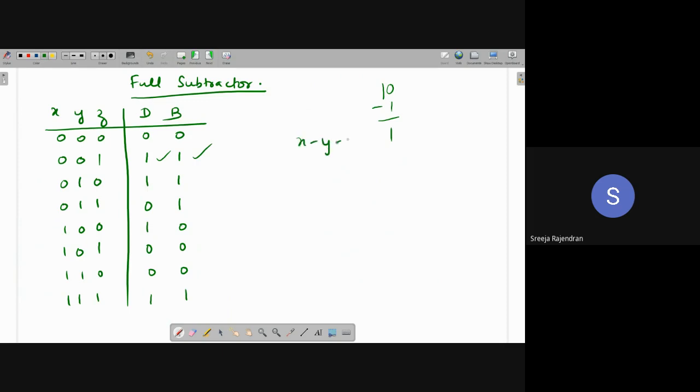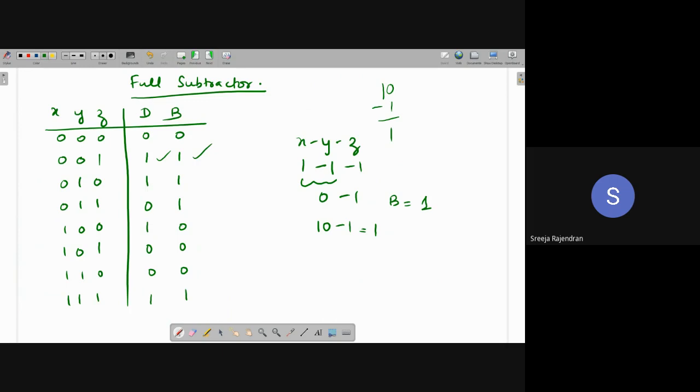X minus y minus z. Like addition we were doing, the addition of each of the bits, same way. So if I do 1 minus 1 minus 1, I have to do 1 minus 1 gives me 0. I'm doing the last case. 1 minus 1 gives me 0 minus 1. 0 minus 1 I can't do unless I take a borrow. So I take a borrow. So borrow becomes 1. This becomes 1 0 now. 1 0 minus 1 is 1. Okay. So same way each case you can write.